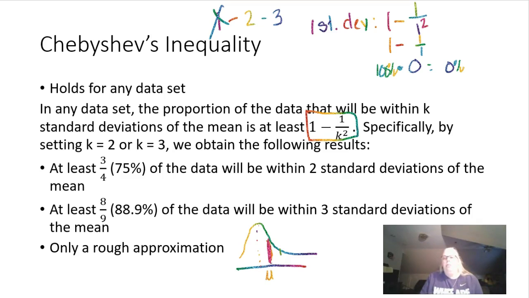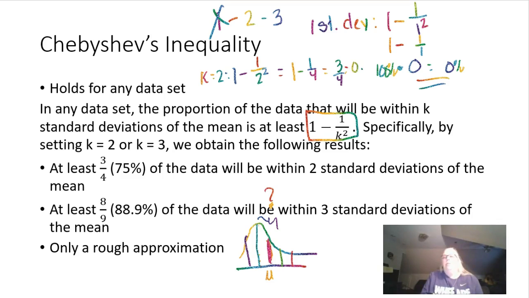If we move 1 standard deviation to the left and 1 to the right, there's not a whole lot we can say about this, which we just showed up here by getting the 0%. But if we move 2 standard deviations away, let's use the formula when k is equal to 2. We have 1 minus 1 over 2 squared. That's 1 minus 1 over 4, which gives me 3/4. If I convert 3/4 to its decimal, it's 0.75, and then we turn it into a percent by multiplying by 100%. That's going to give me 75%, which is right here.